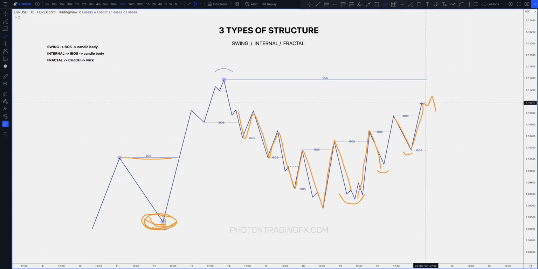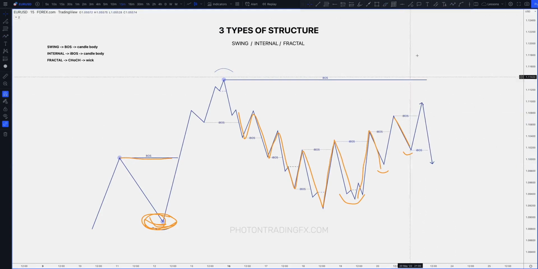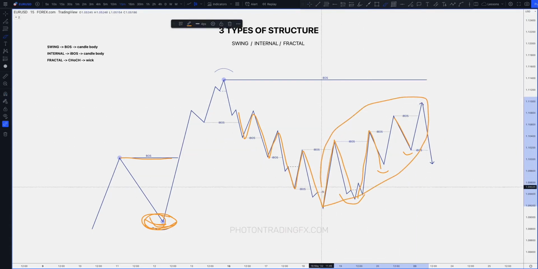So if this larger internal trend continues, but then fails to take out the swing high, and then we get the bearish IBOS here. Now, this leg of price action, that bullish internal trend, failed to do its job, which was to take out the swing high.